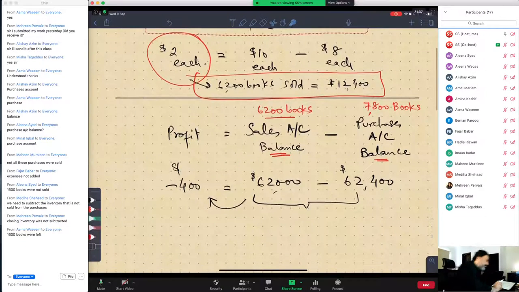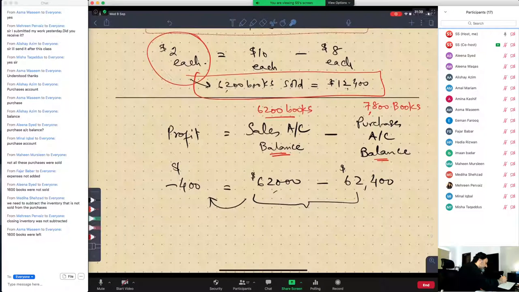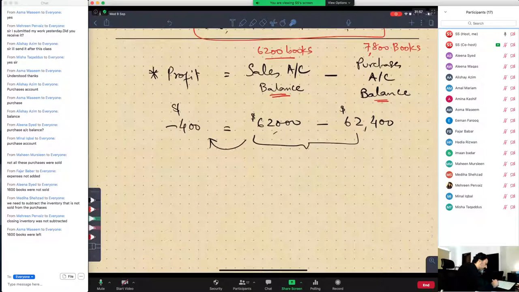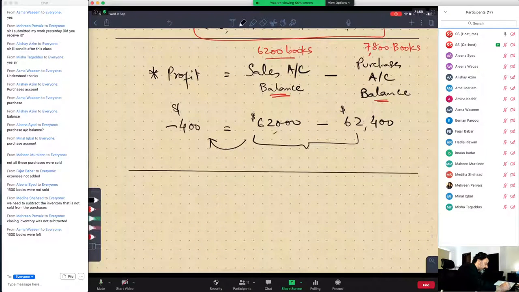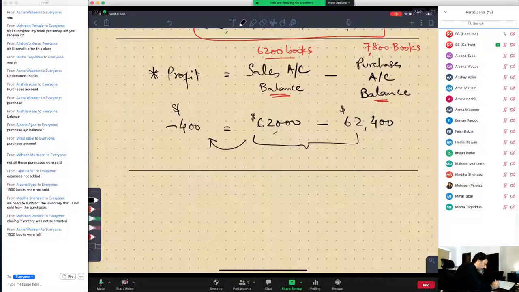So basically what we need to do now is fix this equation. This equation has a fundamental error. We cannot just compare the sales account balance with the purchases account balance and come to the conclusion that, okay, fine, this is the profit. Now, this equation needs to evolve. So we are going to create another equation. So your profit here is equal to sales account balance or sales revenue.